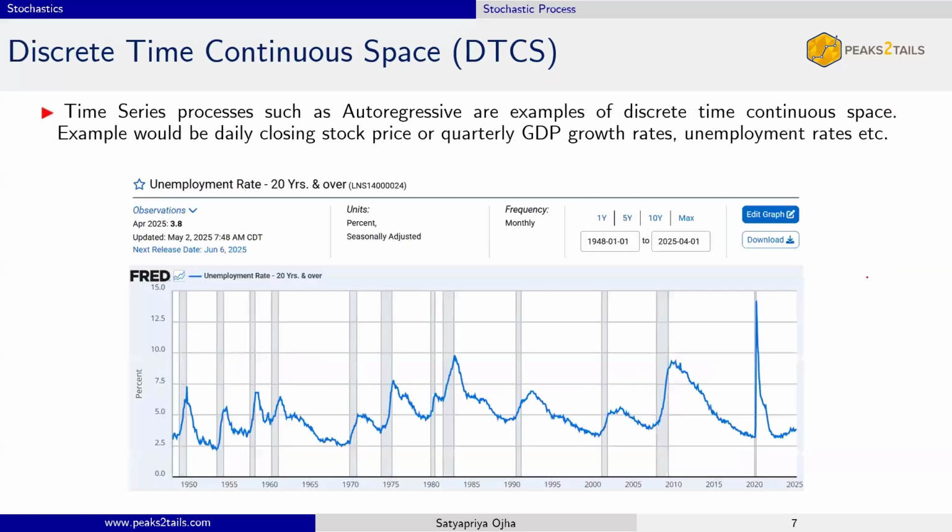Okay. The next one, discrete time, continuous space. Discrete time means something that is happening at a regular interval. It is not continuous. But space is continuous. That means the values that the stochastic process can take can be anything. Any value is possible. Continuous space. Okay.